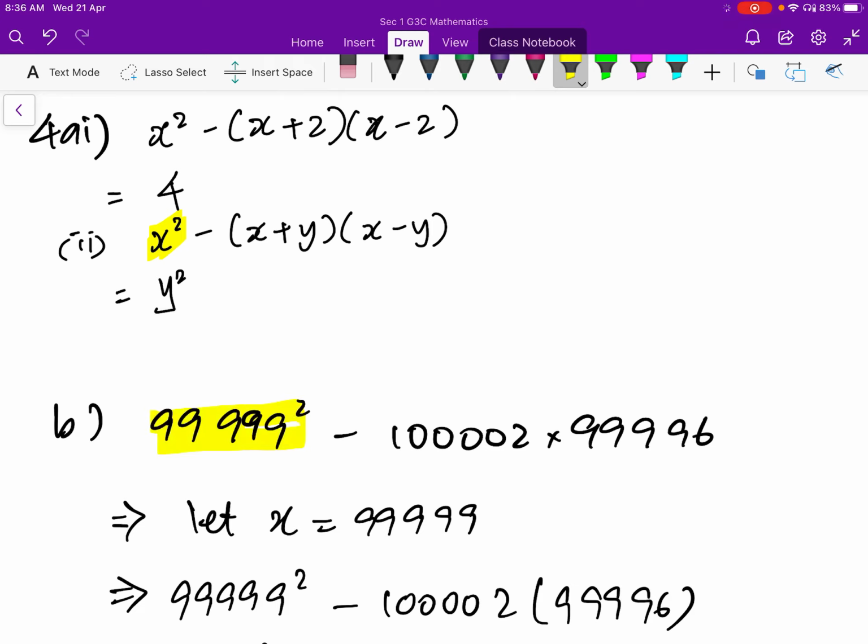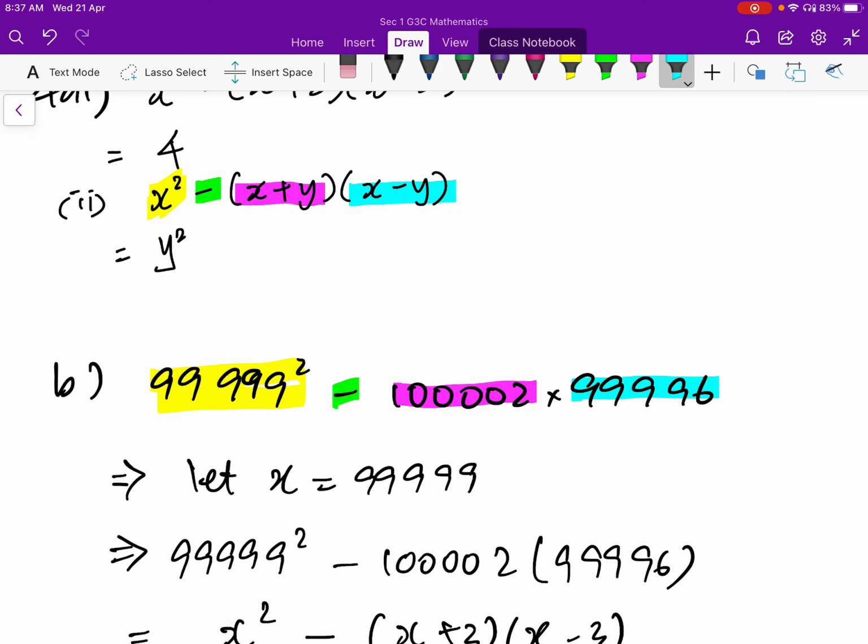99,999 squared. You do a comparison for the next section. Minus sign, followed by x plus y with this, and this with this. Can you then identify what should our x be and what should our y be? Do a direct comparison. Okay, so clearly our x is going to be 99,999. That is our x value. Okay, if that is our x value, then what should our y value be? So now we have to compare the second portion.